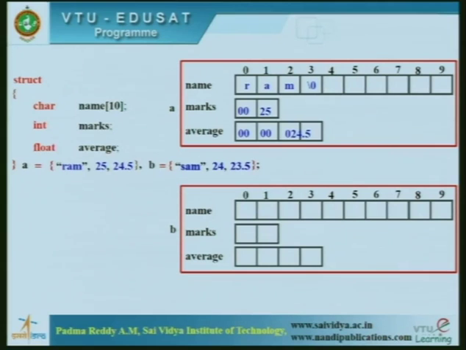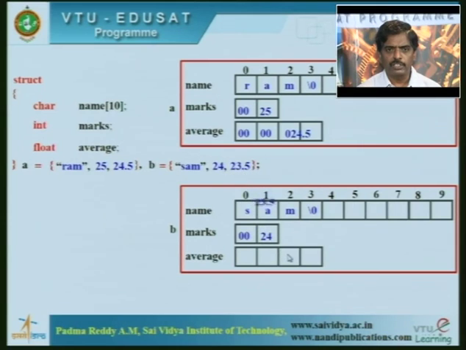Now for the entire set of memory locations, the name given is what? B here. Next, if you observe, the name SAM will be copied into the name field, and the string always ends with what? The null character here. Next we have 24, which is marks, that will be copied into the marks field. And next we have 23.5, which will be copied into these memory locations. Now we know how to initialize two structure variables, but remember here we have no tag, so it is a tagless structure.